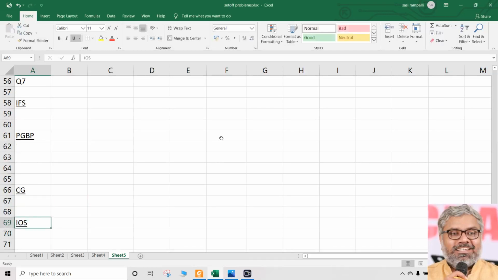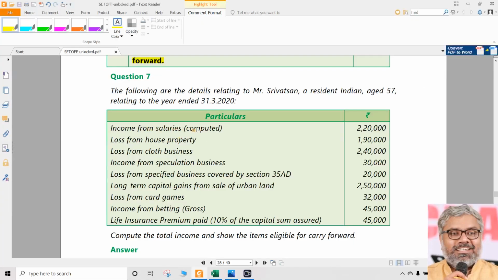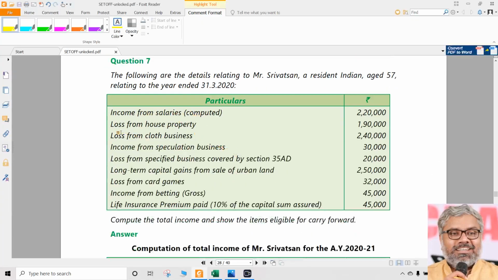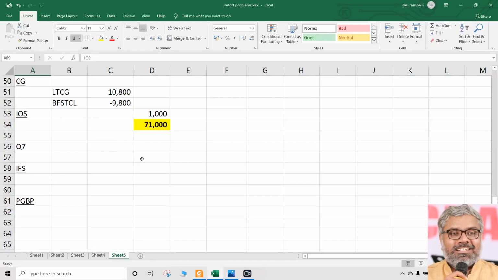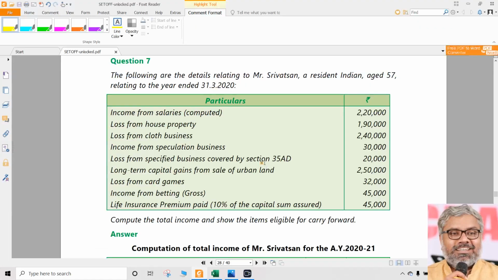So all the heads of income we write it. Then we'll take the positive items first. Same procedure. Any number of questions, procedure is same. First, income from salary is computed. That is computed 2 lakhs 20,000. So that is in our column, 2 lakhs 20,000 computed already. So no need of deduction.